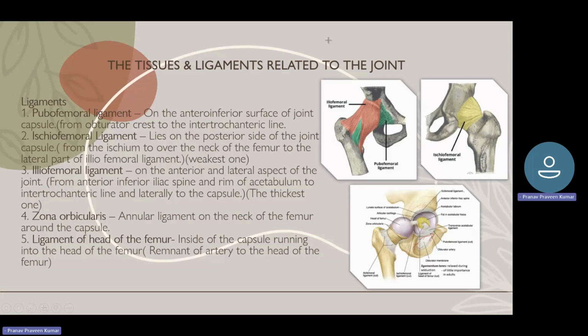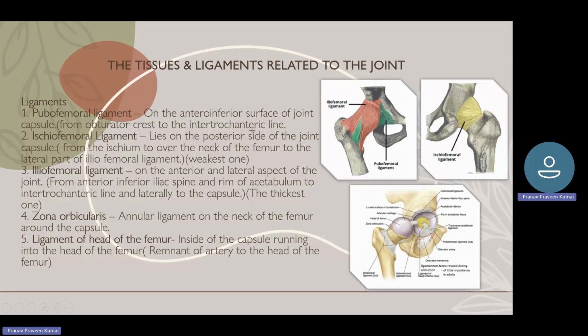The ligaments present around the joint. This is very important to remember. First one being the pubofemoral. As in the name, it would start from the pubic bone to the femur. So specifically, it's on the anterior inferior side of the joint capsule, from the obturator crest to the intertrochanteric line. That would be the green one over here.